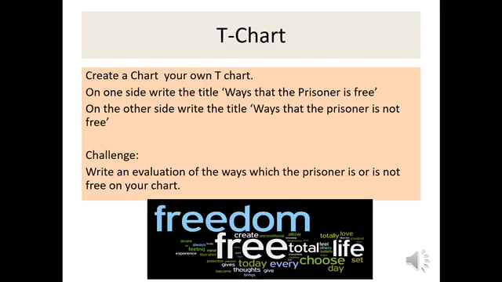After you've done that, I want you to write a little evaluation weighing up these ways the prisoner is free or not free. In other words, how free or not free is the prisoner? What's your opinion? You may pause the video to do this. Off you go.